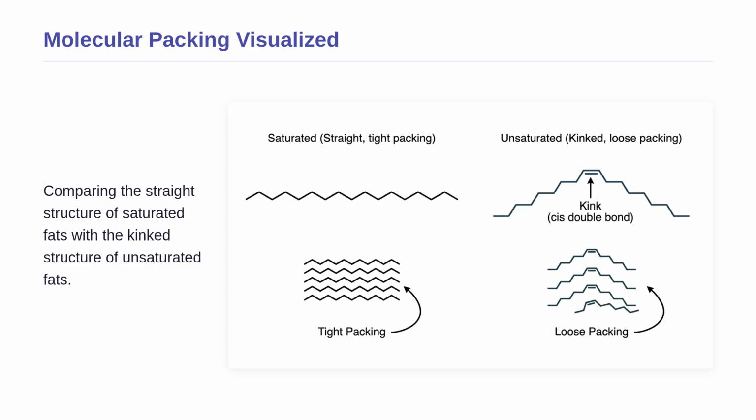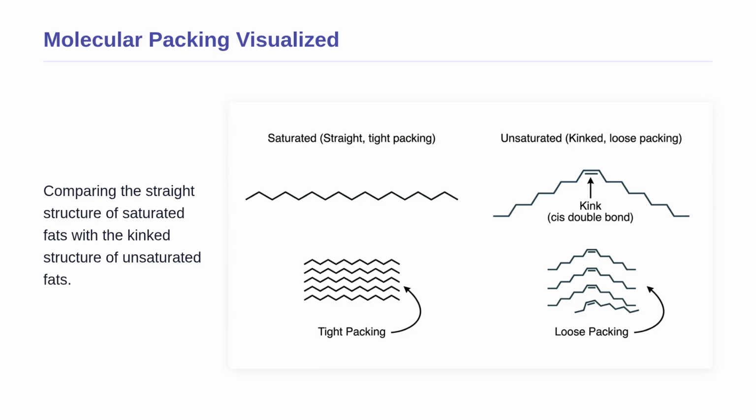Let us bring all of this together visually. On the screen, you are looking at a direct comparison of these 2 molecular structures. On the left, notice the saturated fatty acid. It is a perfectly straight zigzag line. Below it, you can see how these straight chains stack tightly on top of one another, creating a dense, solid arrangement.